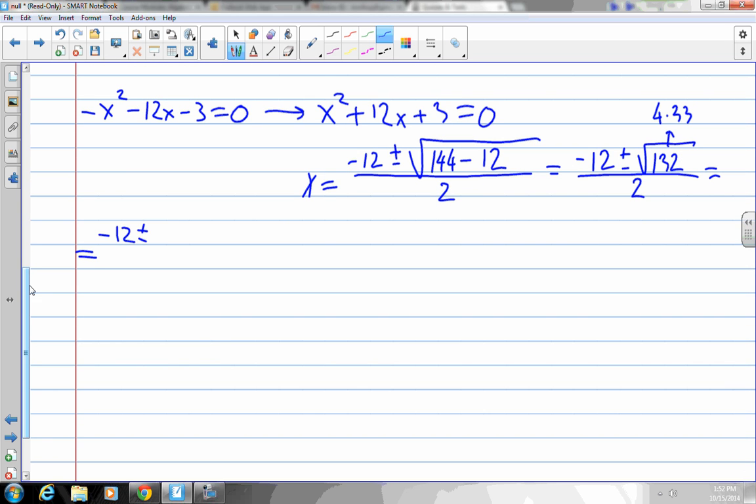Negative 12 plus or minus 2 square roots of 33 over 2, right? You take the square root of 4, and you divide everything by 2, you get negative 6 plus or minus the square root of 33. Whatever those numbers are, I don't care. Those are 2 more critical numbers.